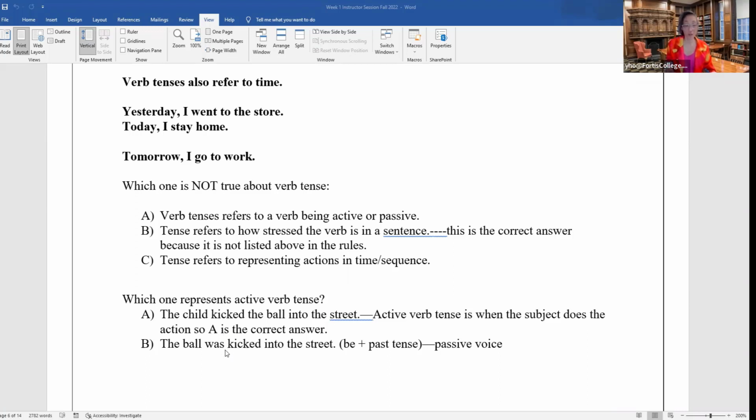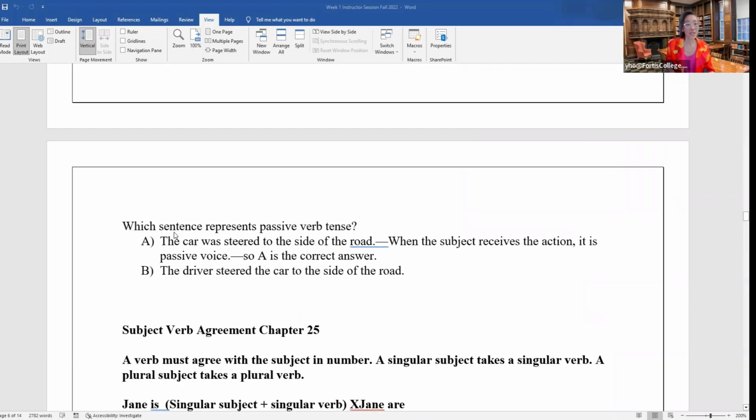Another way of looking at it is looking at the verb tense. Here you have a be verb was plus a past tense verb. So as soon as you have a be verb plus a past tense verb, that equals passive voice. That's another way of spotting passive voice, is looking for the be verb. So here you don't have the be verb, and therefore that's another way of doing it. Okay, so that would be your quiz question. Which sentence represents passive verb tense?